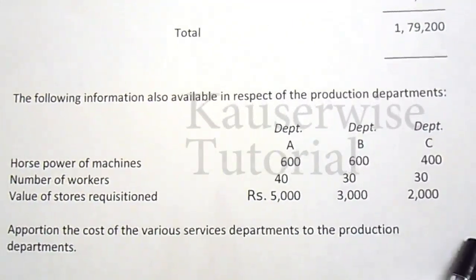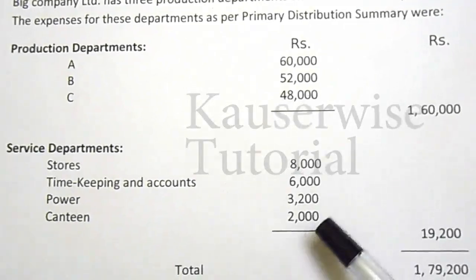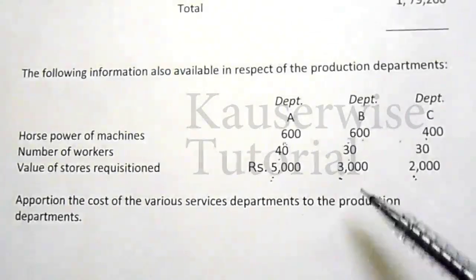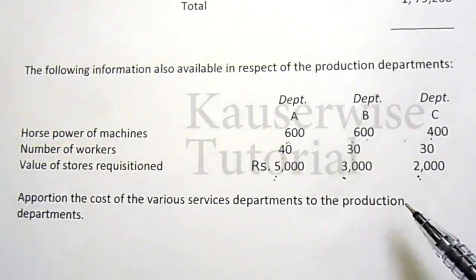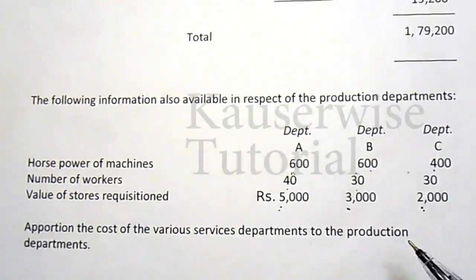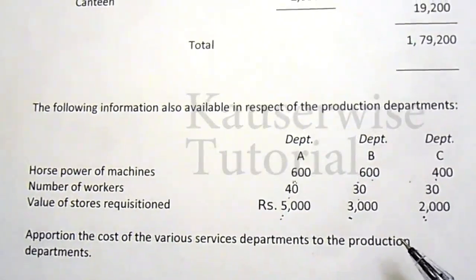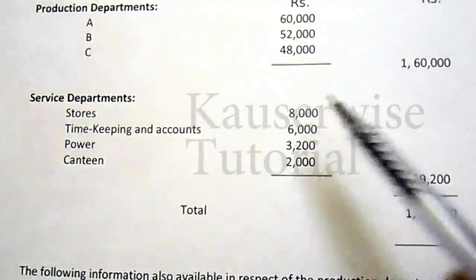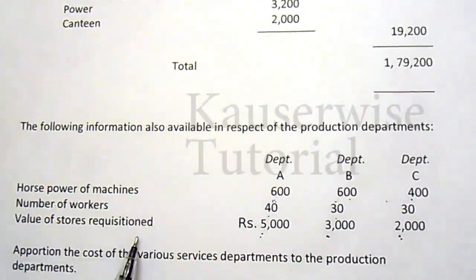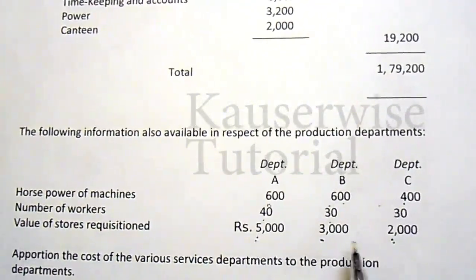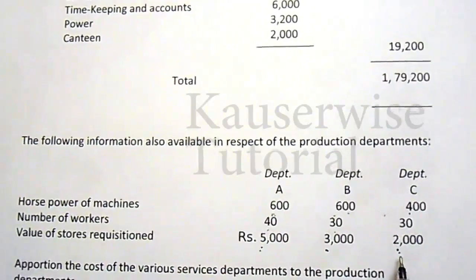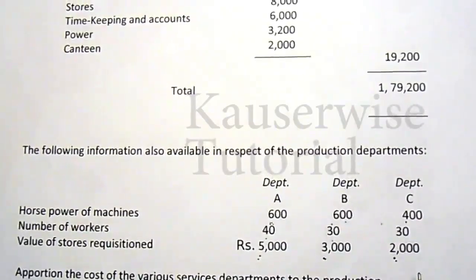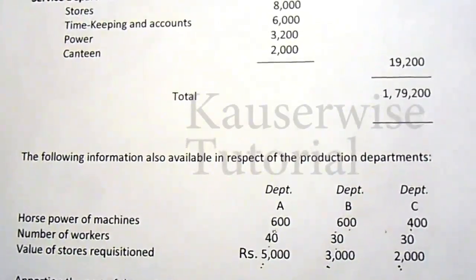So now we are going to allocate service department cost to the production departments based on certain basis. You have to choose an appropriate basis for each and every service department cost. Look at the service department costs. The first one, stores. This can be apportioned based on the value of stores requisitioned: for department A, 5, for department B, 3, for department C, 2. So 5 is to 3 is to 2. This is the basis for apportionment of stores to the production departments.